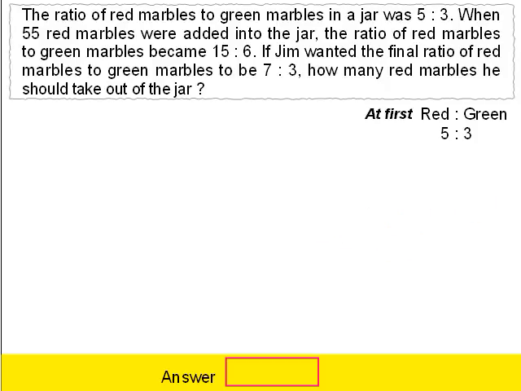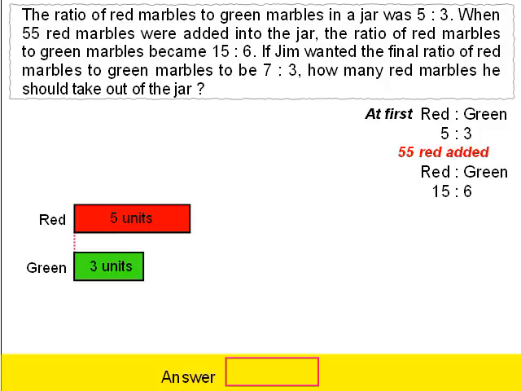Firstly, the ratio was 5:3 for red is to green, right? Then we were told that when 55 were added, the ratio became 15:6, red is to green. We must know that only red marbles were added. Green marbles remain the same, right? So at first the model was 5 units is to 3 units, and in the end, for the green marbles, don't forget, we will use back the same model because nothing changed, okay?